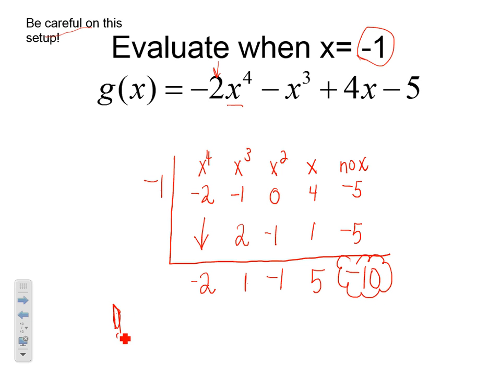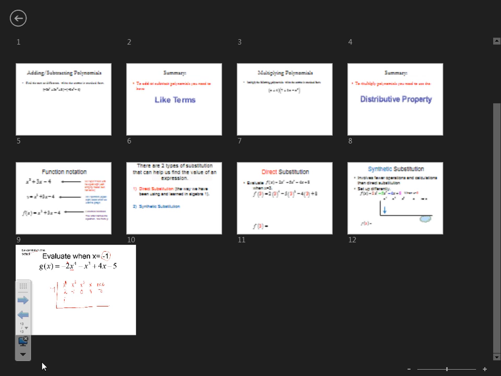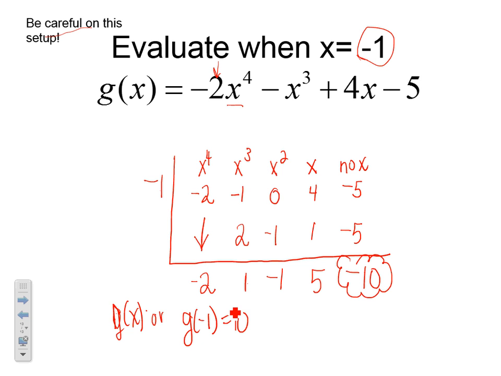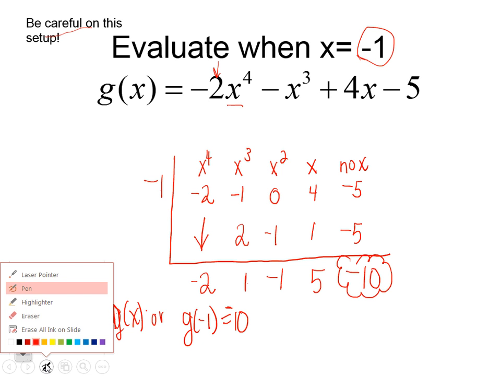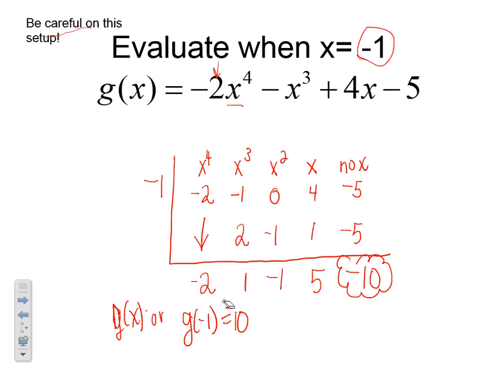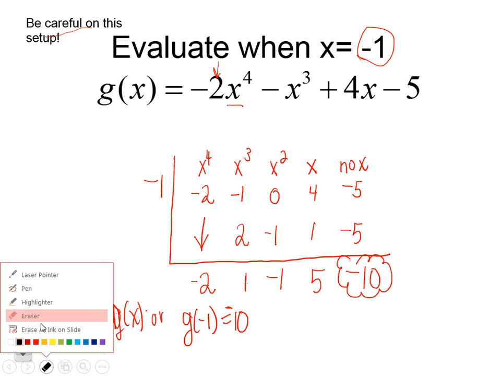G of x, or I should say, G of -1 would equal -10. Make sure I get that negative in there. Okay, so G of -1, it's kind of hard to read. Let me erase that. It's not going to let me here. Okay, so G of -1 would be -10.